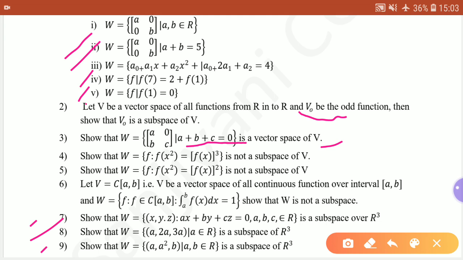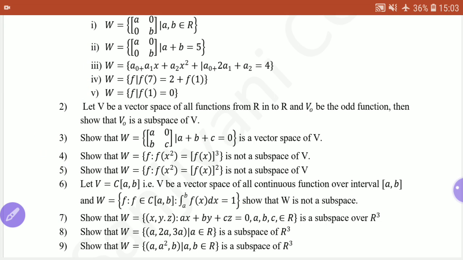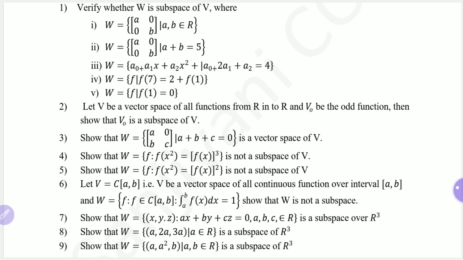In the examples of show that it is a subspace, these mean that they form a subspace. And in the examples of verification, that is the first problem, you need to verify, right? In the first problem you need to verify whether W forms a subspace or not. In those examples you may get some sets as subspaces of V and some sets may not be subspaces of V. So that's it from this lecture.